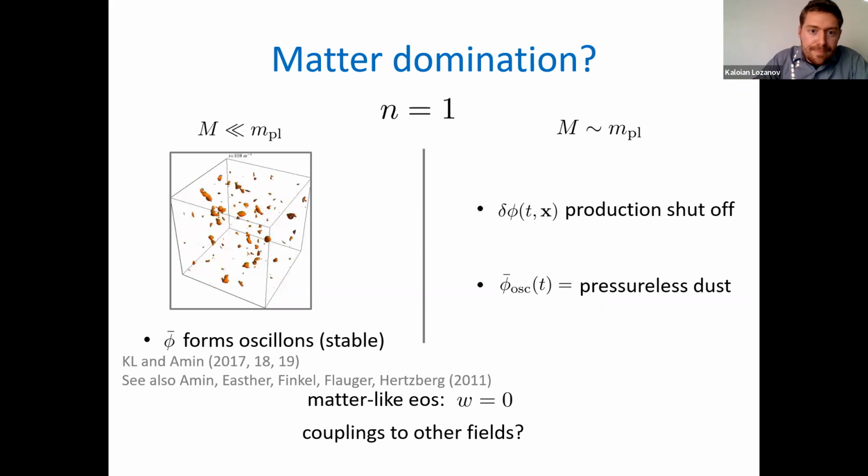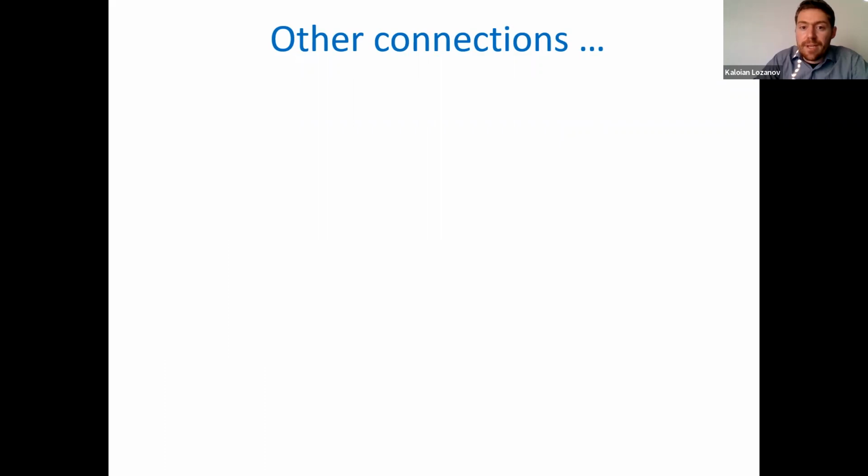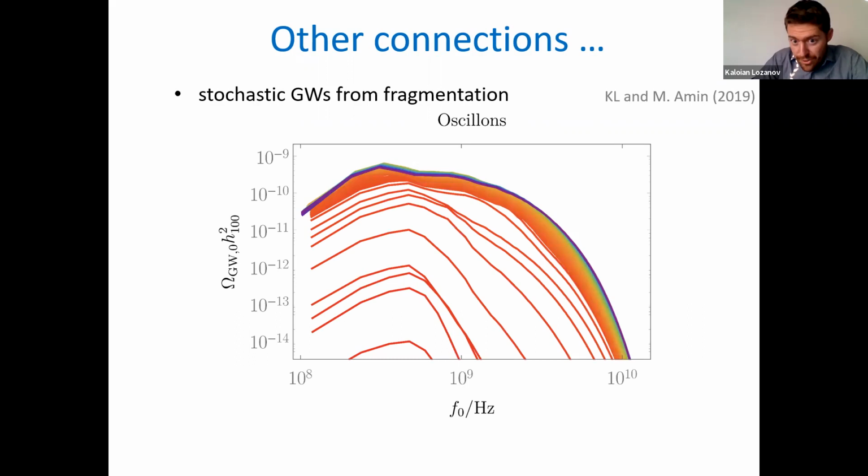Our simple self-resonance scenario can have a number of other observational implications. For instance, we can get stochastic gravitational waves out of the fragmentation of the inflaton condensate. Here is shown the evolution of the gravitational wave power spectrum during and after the formation of the inflaton oscillons. Time runs from red to purple. On the vertical axis, we have the gravitational wave energy density normalized by the critical energy density of the universe today. And on the horizontal axis, we have the frequency of the gravitational wave signal, again evaluated today.